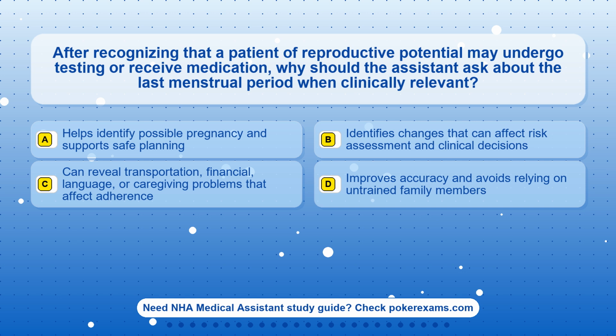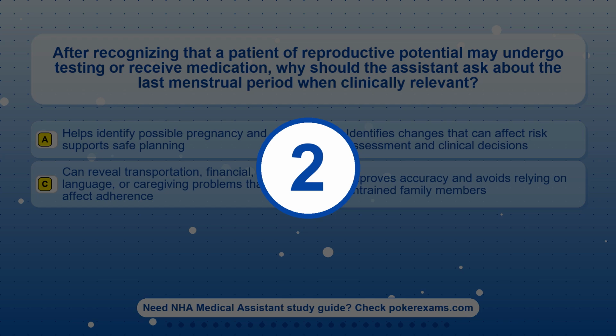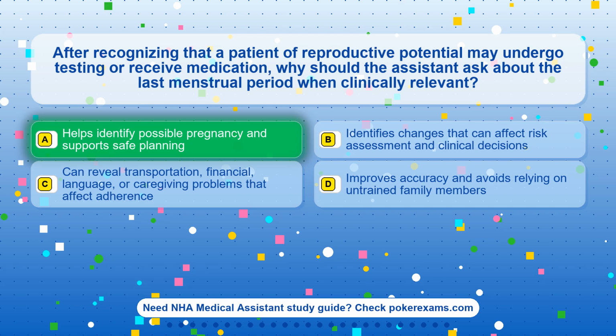Option C. Can reveal transportation, financial, language, or caregiving problems that affect adherence. Option D. Improves accuracy and avoids relying on untrained family members. The correct answer is option A. Helps identify possible pregnancy and supports safe planning.